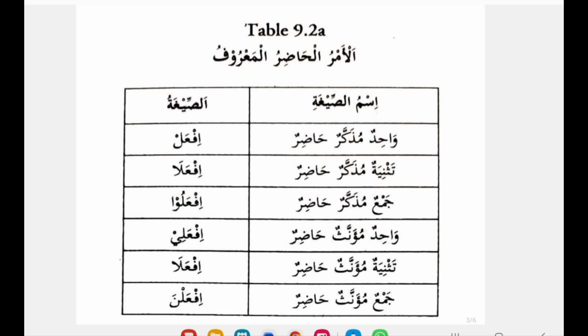Alright, so now it's time to give you a few examples. Let's say you want to say open. You want to command someone to open. So you're going to create that word from its fi'lul mudari'. The fi'lul mudari' for opening is yaftahu. So you're going to take the hadir or the second person of al-fi'lul mudari', which is going to be taftahu.